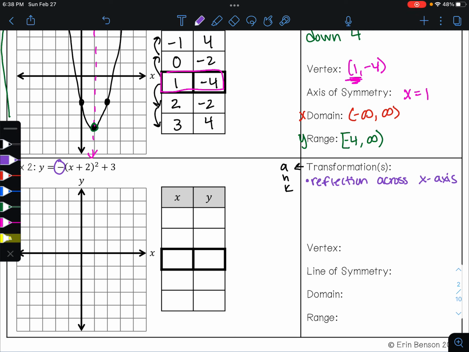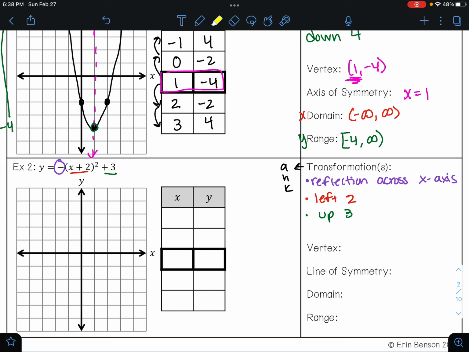And then I have x plus 2, so that tells me that this is going to go to the left 2 units. And then my k value is +3, so that tells me it's going to go up 3 units. From this equation, I can identify my vertex. My vertex comes from HK.